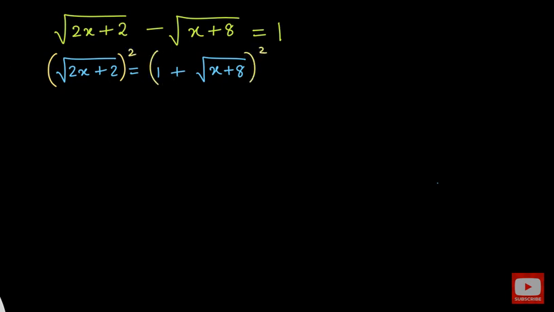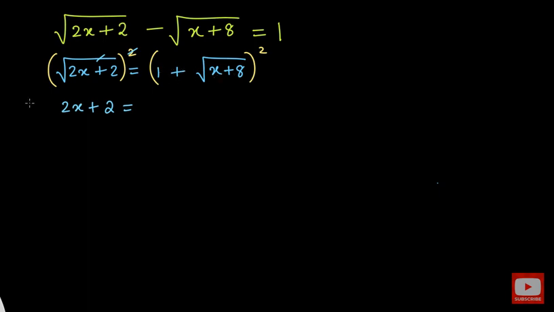While squaring, you should be very careful here. On the left side, it's very simple. This square and this square root will cancel each other, so we have just 2x plus 2. But on the right side, we have 1 plus this square root of something, the whole square, isn't it? So we cannot just remove the square root here because we have two terms here.